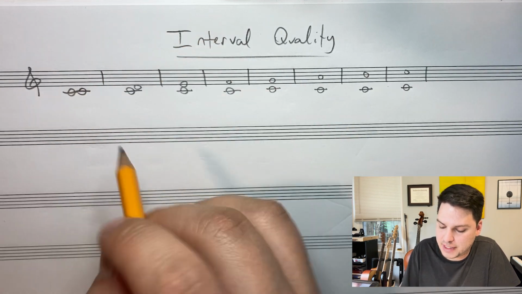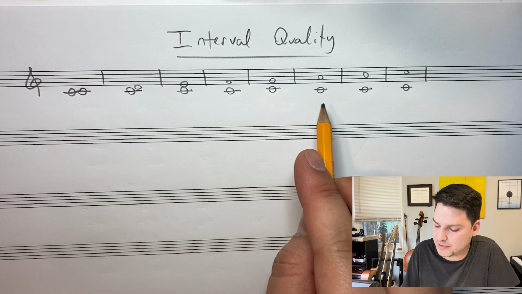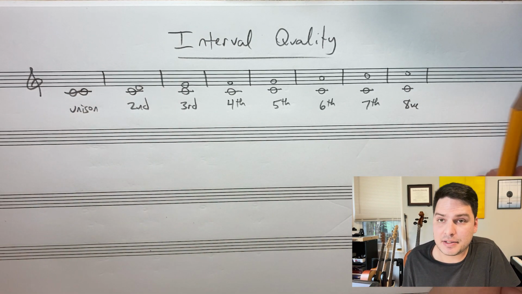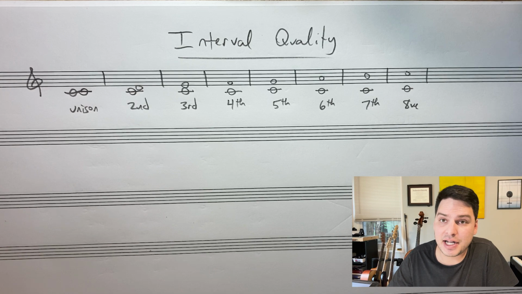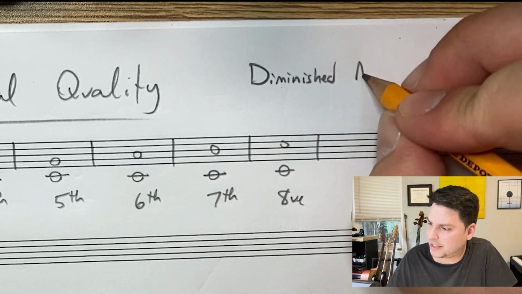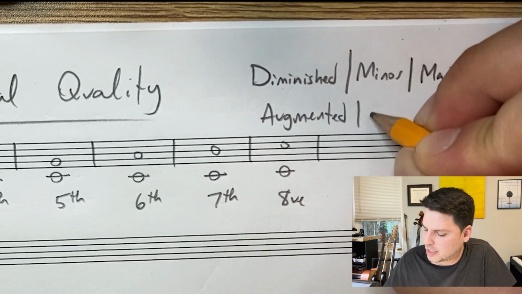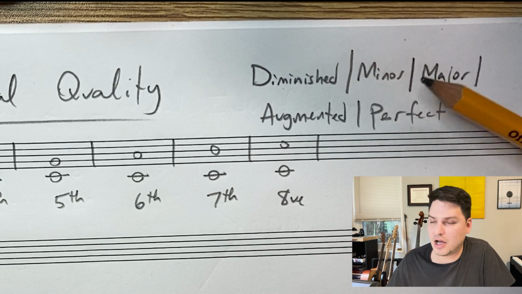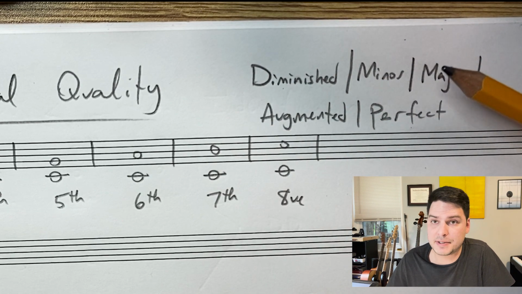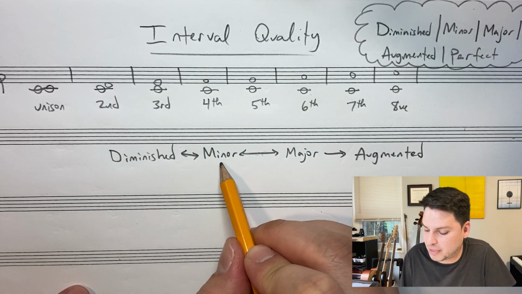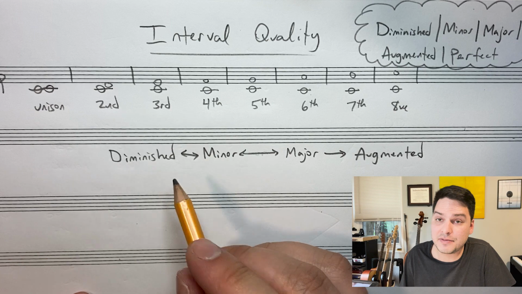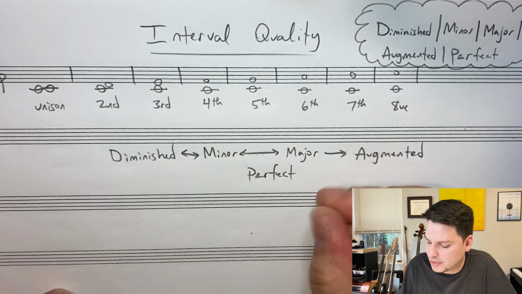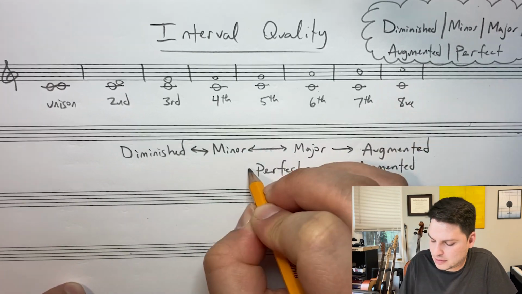So we already know that we have a unison, second, third, fourth, fifth, sixth, seventh, and octave. But we need to understand what kinds of qualities we have as well. So there are essentially 5 different kinds of qualities: diminished, minor, major, augmented, and perfect. Now it's really important when we think about interval quality to remember that not all intervals can be all of these qualities. If an interval falls under the category of minor or major, then the only other alternatives that it's going to have is diminished and augmented. If an interval is perfect, it can only be augmented or diminished.